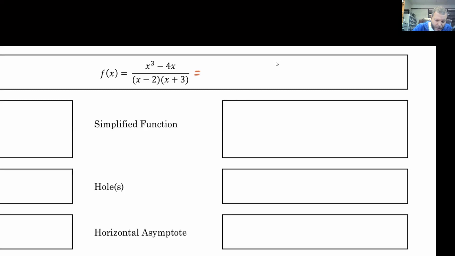In the numerator, notice that we can first pull out a greatest common factor of x, which will leave us with x times (x squared minus 4). Then we can factor that into a difference of squares. We have an x plus 2, we have an x minus 2, and in the denominator, we have an x minus 2 and an x plus 3.